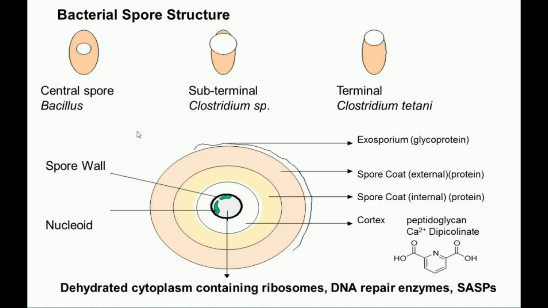Now, only some gram-positive bacteria can produce endospores. So what is an endospore? It's a spore, a resistant, dormant form of the bacterial cell that is formed inside another vegetative cell. So it's inside, so it's an endospore. Bacillus, Clostridium, all these are gram-positives only. And the location of the endospore can be an indication of the species.